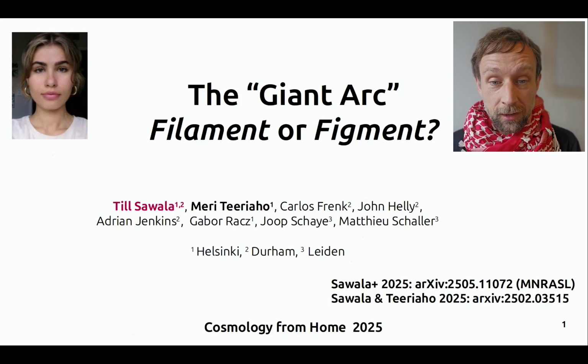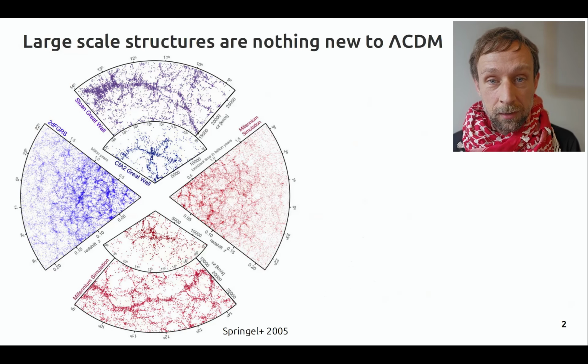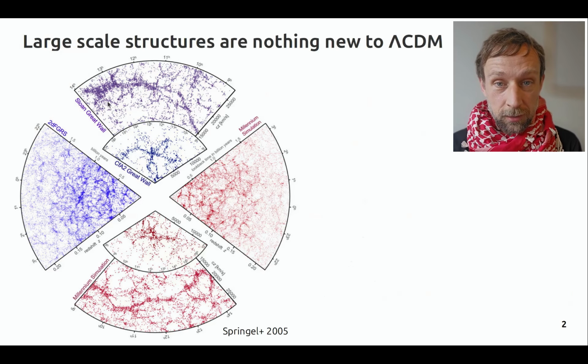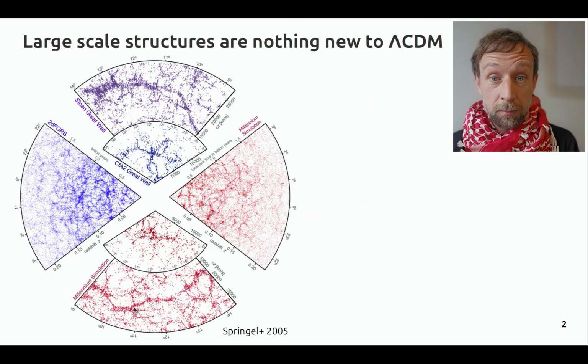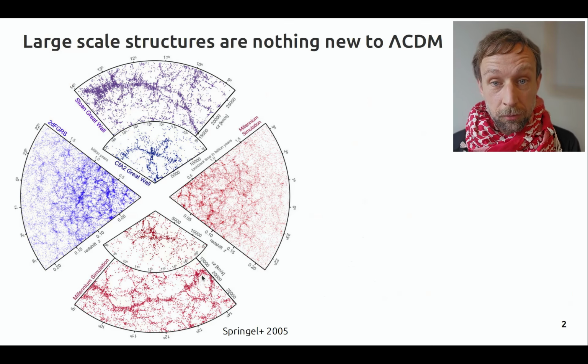The topic is the giant arc, filament or figment. So the giant arc is a very large pattern in the universe, and large structures are nothing new. The giant arc certainly wasn't the first one. There's the famous Sloan Great Wall, you can see here on the top, also the CfA Stickman. And then in the bottom you see analogues in the Millennium simulation. The plot is from Springel et al. 2005. And you can see that the Millennium simulation and other simulations that assume ΛCDM basically readily produce large-scale structures that extend to maybe a few 100 megaparsecs.